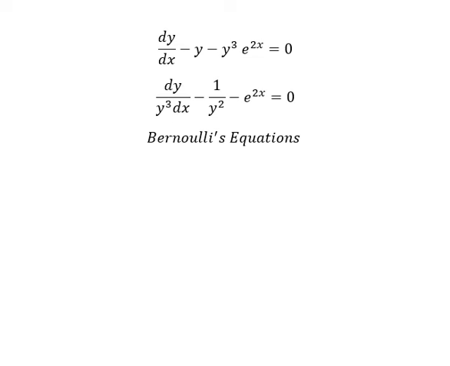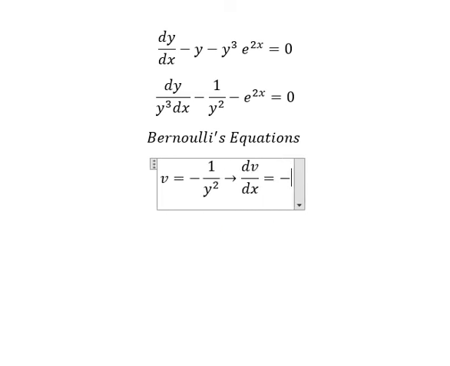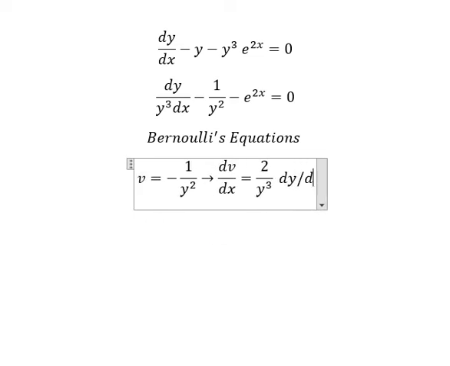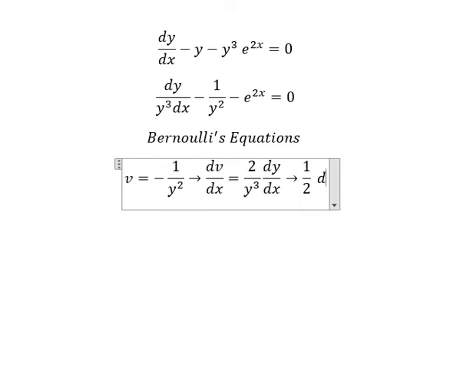So I will put v equals negative 1 over y squared. Later, we need to first take the derivative of both sides, and we have dv over dx equals 2 over y to the power of 3 dy over dx. Because we don't have the number 2, we divide both sides by 2.